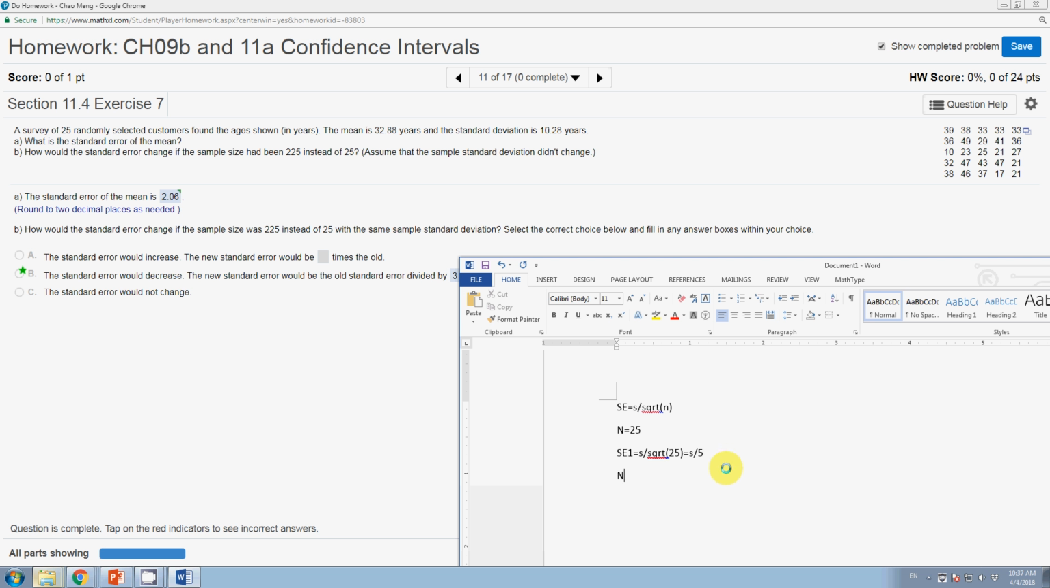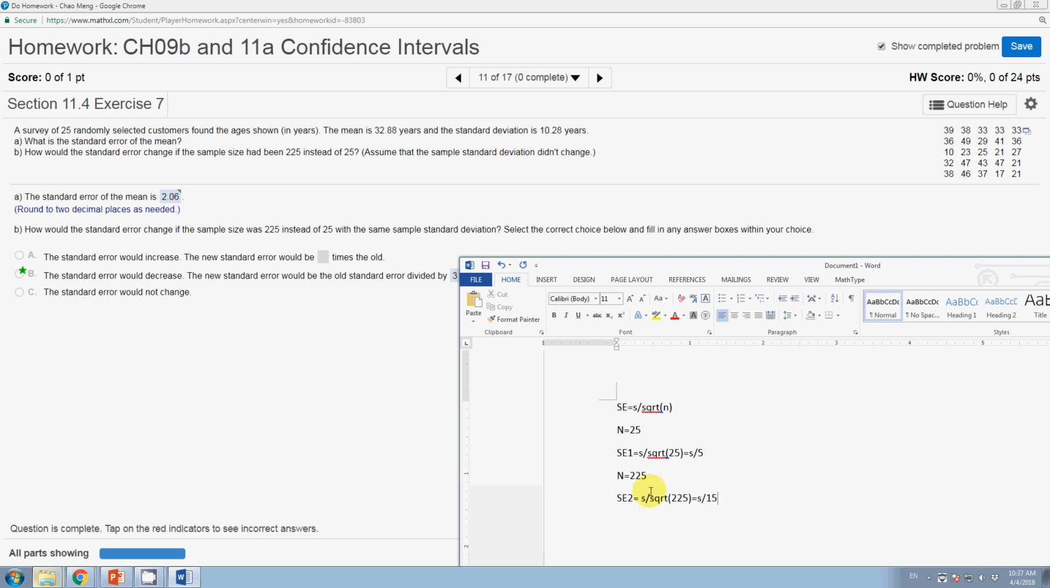So what if the sample size is 225? Let's denote the sample standard error as standard error 2. Still we have the same equation. The only difference is in the sample size. So we have 225. If we calculate the square root, that's going to be 15.